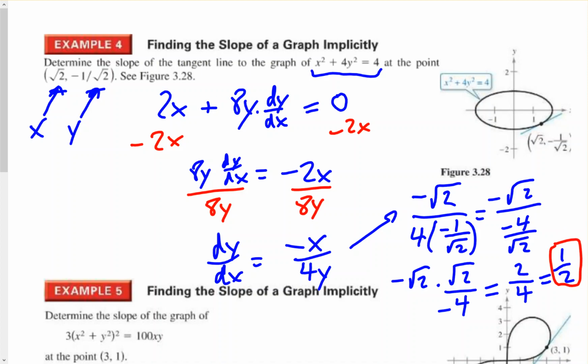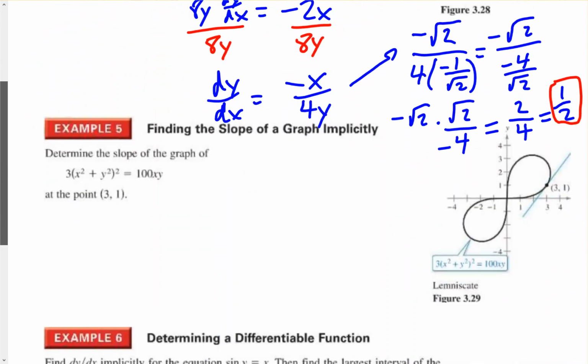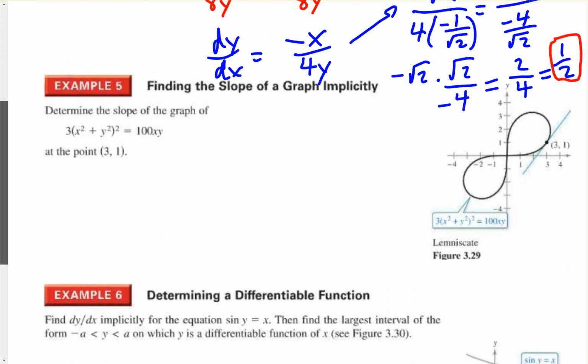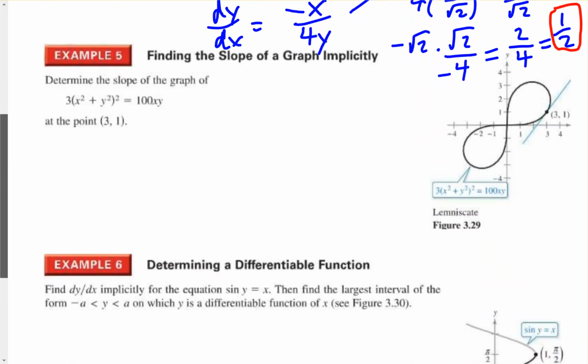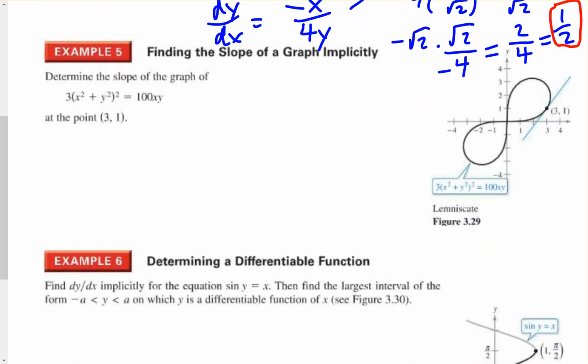Okay. Let's take a look at our next one. Finding the slope of a graph implicitly. Okay, so here we have our equation. 3 times x squared plus y squared, that quantity squared, equals 100xy. And we want to find the slope at the point 3, 1.